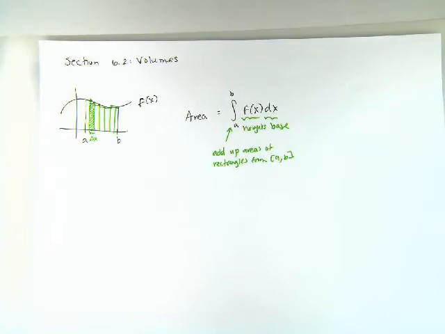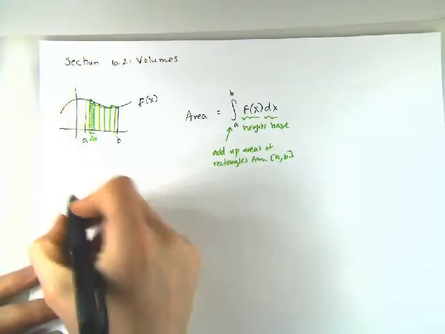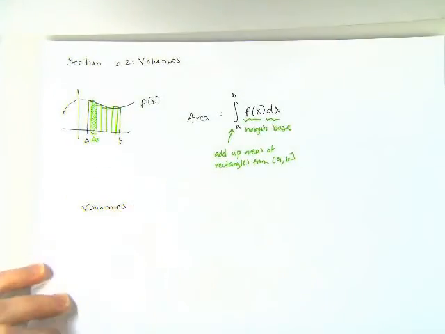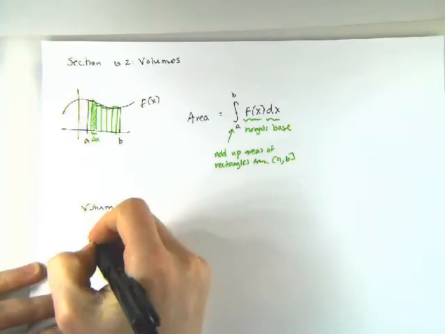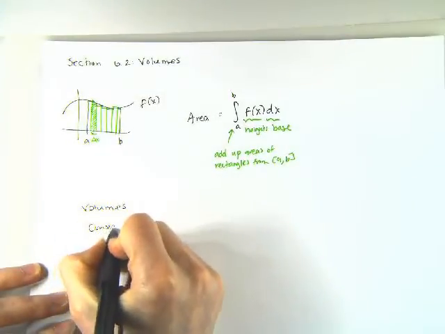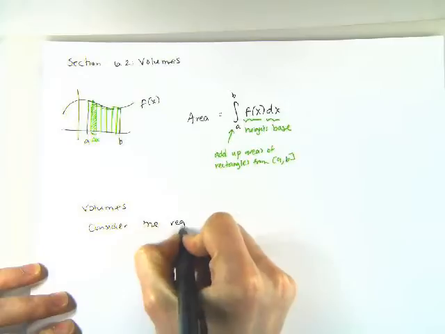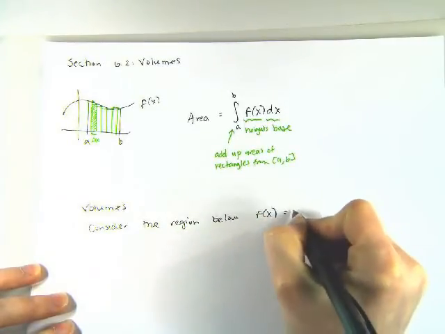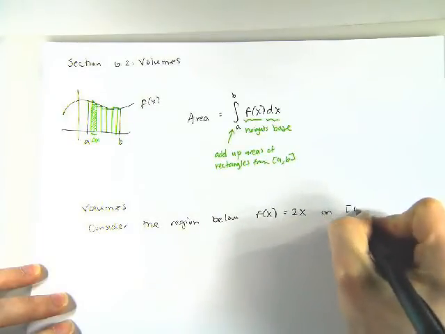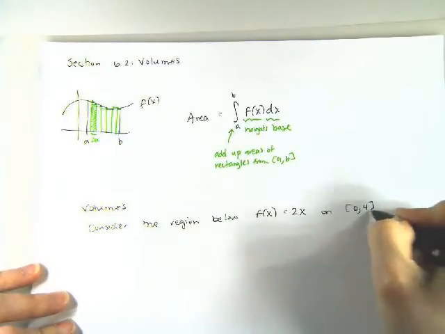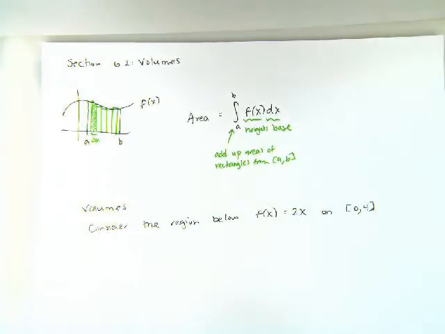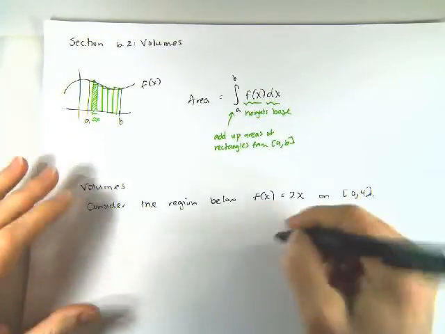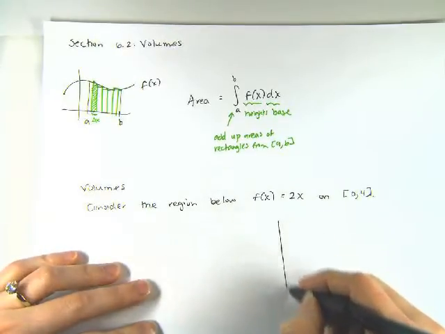So what we're going to be doing now is taking this idea and taking it one more level up, and trying to figure out how we can find the volume of something using a similar concept. So with volumes, let's go ahead and just start off with an example. Let's say that we consider the region below the function 2x on the interval from 0 to 4. I'm going to add a little bit to this, but let's just start with this region. Okay, so 2x on the interval from 0 to 4.